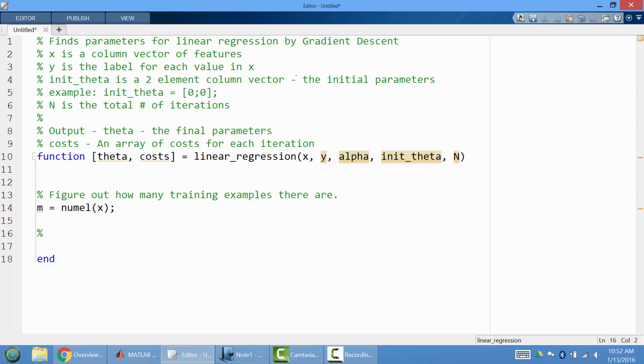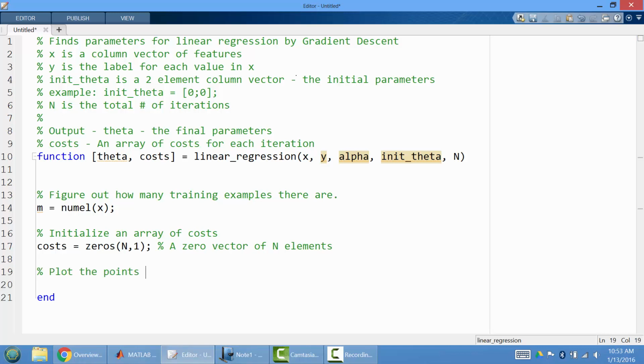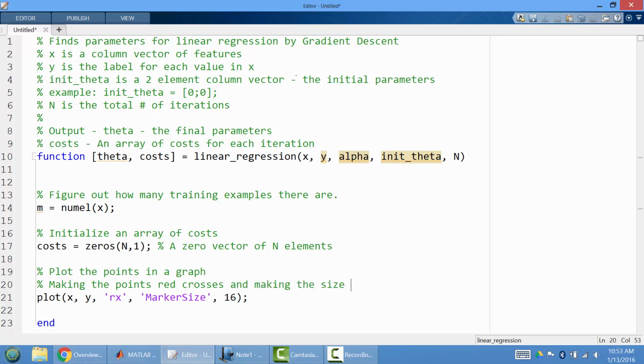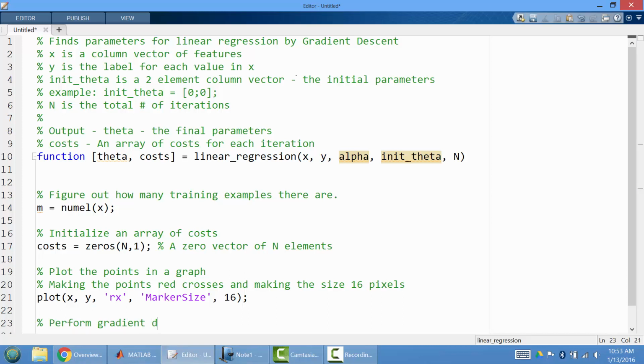Now you're going to initialize an array of costs, a zero vector of n elements, so each iteration will have a cost associated to it. Then we're going to plot the points in a graph. Here I'm making the points red crosses and making the size 16 pixels. Then we're going to perform gradient descent.